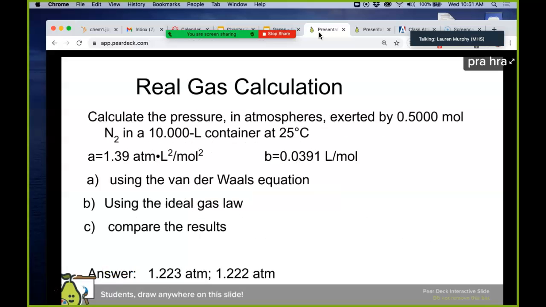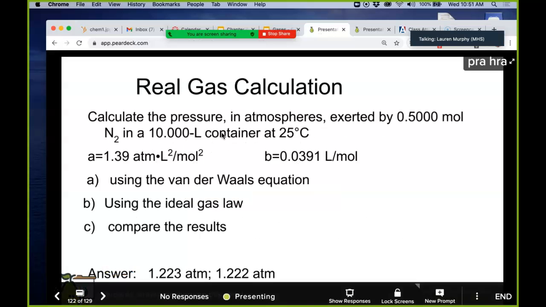So if you look at this problem, it says calculate the pressure in atmospheres, so I want it to be in atm, and I give you how many moles of nitrogen, and I give you a 10-liter container, and I give you the temperature, and I give you those little a constant and b constant that are specific to nitrogen gas. Where did I get them? I looked them up. You wouldn't memorize them or anything. So we're going to use the van der Waals equation. Everybody breathe.